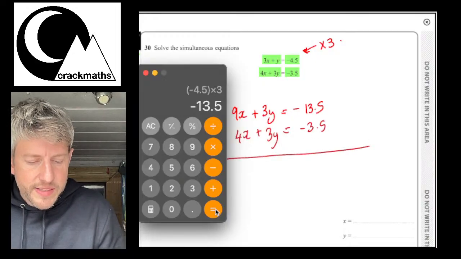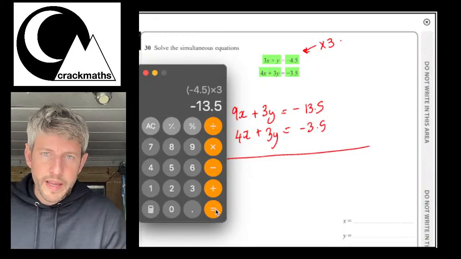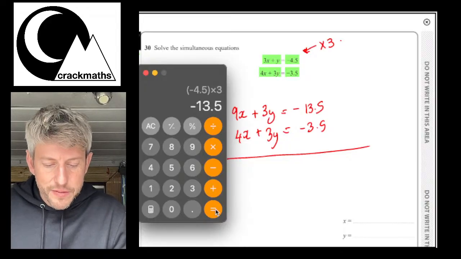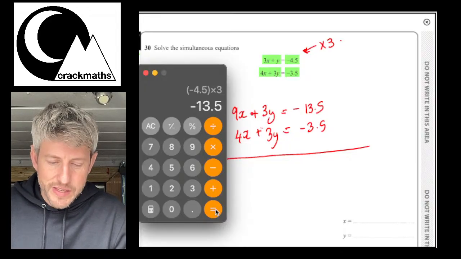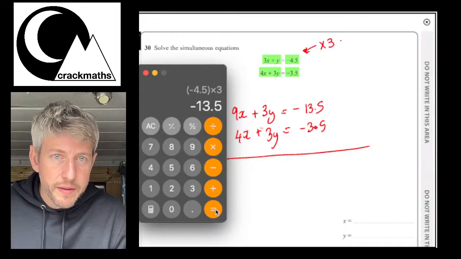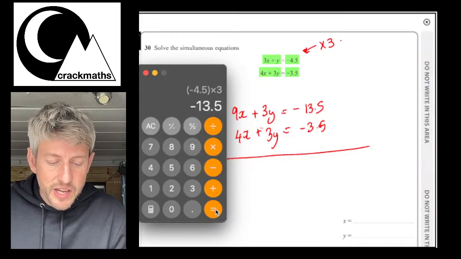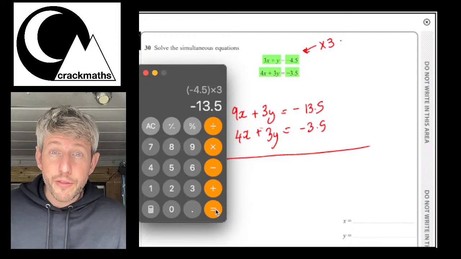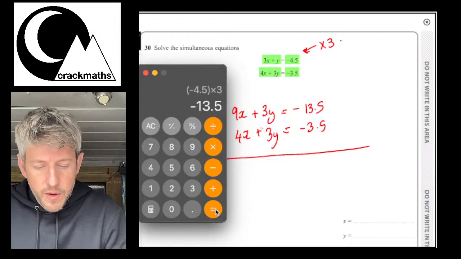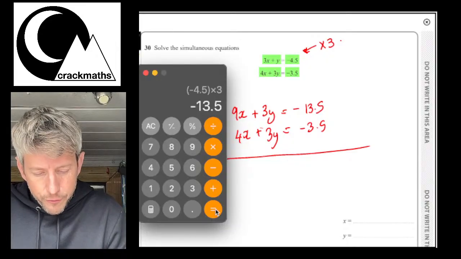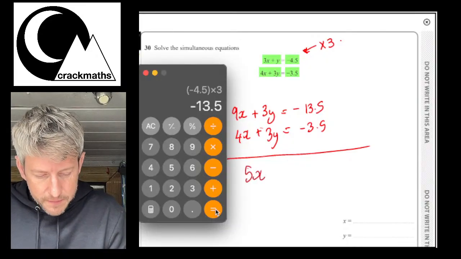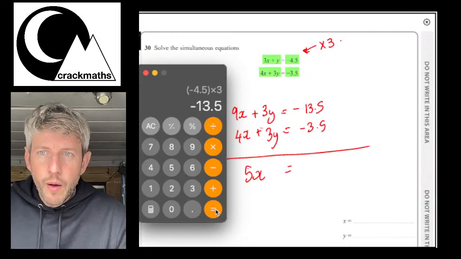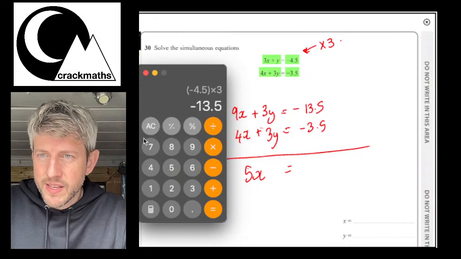Now, because basically this side equals this side, I can now take this side away from this top bit, and I can take this side away from this top bit. Although I'm taking away x's and y's, I am really just taking away 3.5 from both sides. So I'll do the 9x take away the 4x, gives me 5x. Now 3y take away 3y means that the y's disappear. Now I'm going to just do this on the calculator because I don't want to mess up the negatives.